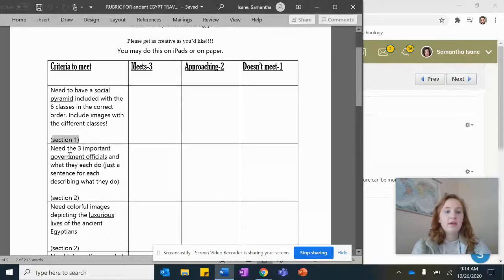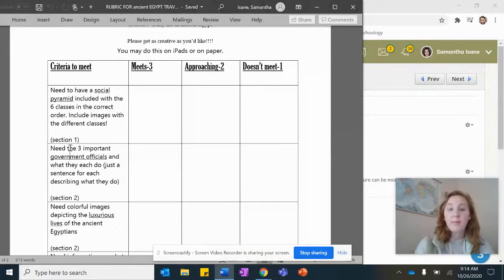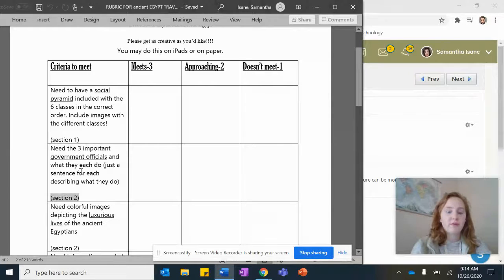The second thing you need is a drawing or writing about the 3 important government officials and what each of them do. You just need a sentence describing what they do, or you could draw a picture of what they do. You'll find that in section 2 for the government officials.